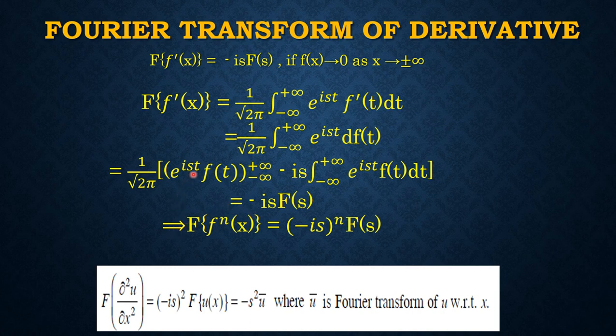And with the help of this equation, we may write the Fourier transform of the nth order derivative of function f(x) is equal to (-is)^n F(s). With the help of this equation, the Fourier transform of the second order derivative of the function u(x) is equal to (-is)^2 F[u(x)], that is, the Fourier transform of u''(x) is equal to -s^2 u bar, where u bar is the Fourier transform of u with respect to x.